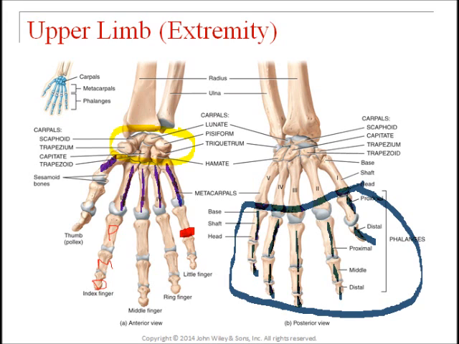The carpals are arranged in 2 rows of 4 each. So we'll have a proximal row and a distal row. The proximal row is made up of bones called scaphoid, lunate, triquetrum, and pisiform. And the proximal row articulates with the distal radius and ulna. The distal row of the carpals is comprised of the trapezium, the trapezoid, the capitate, and the hamate. And the distal row of carpals will articulate with the metacarpals, which are the long bones of your hand.